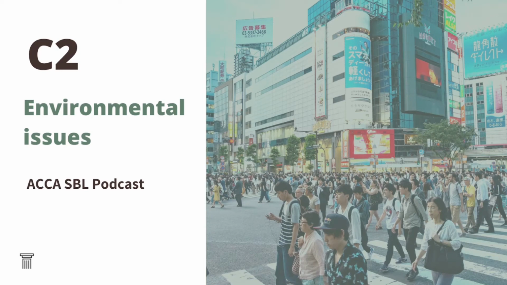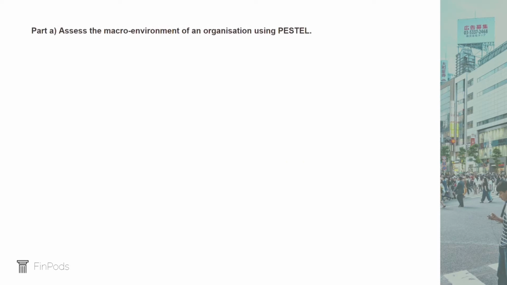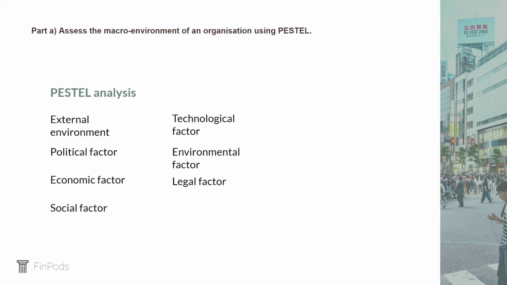Environmental issues. Part A. Assess the macro environment of an organisation using PESTEL. The external environment can be analysed in terms of the broad factors which affect all businesses, or those relevant to a specific industry or market. The macro environment mainly includes broad factors that could affect all businesses. For example, political or economic factors or technological changes are termed as macro environment, as they impact all the businesses in a particular region. These can be assessed using PESTEL analysis.